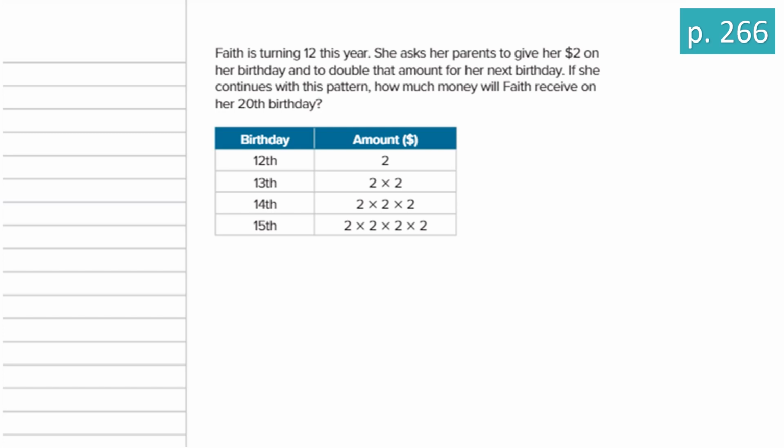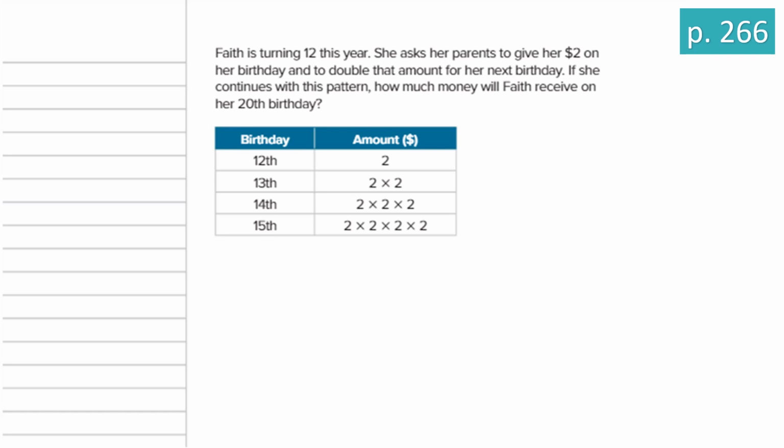All right, so now it says Faith is turning 12 this year. She asked her parents to give her $2 on her birthday and to double that amount for her next birthday. If she continues with this pattern, how much money will Faith receive on her 20th birthday?